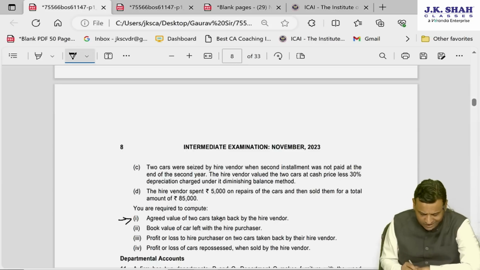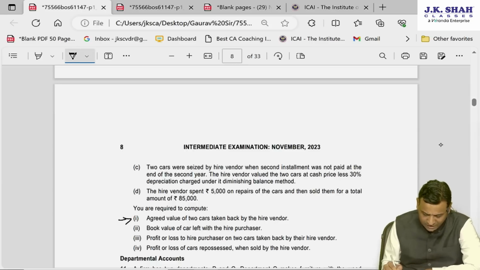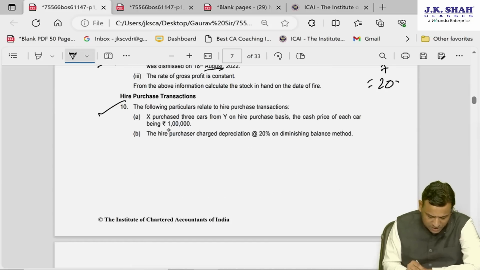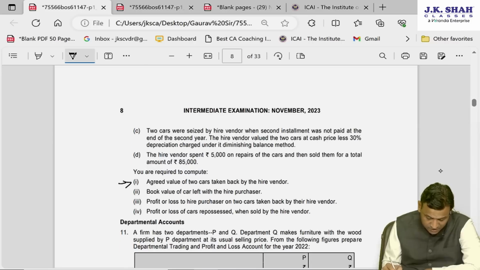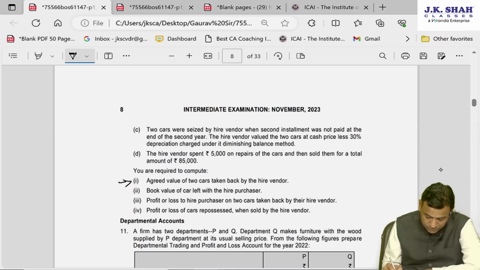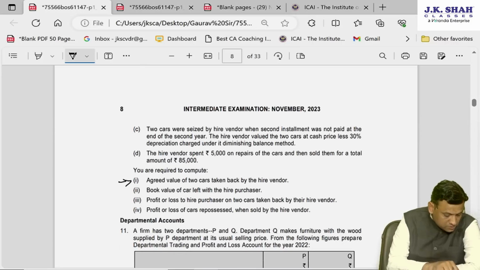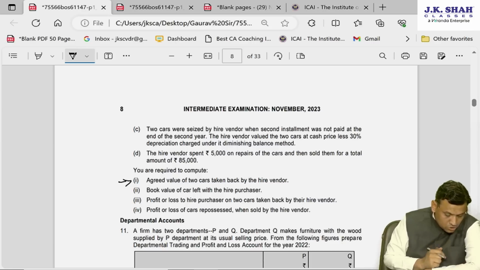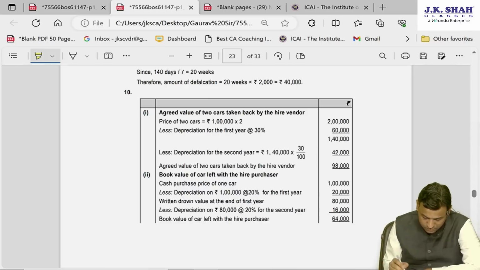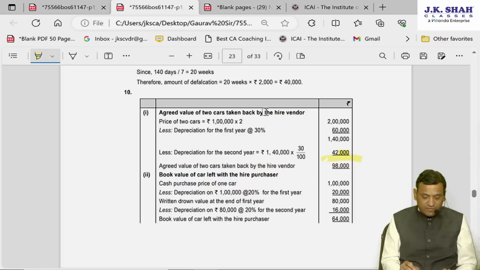Now friends, very simple. Agreed value of the 2 cars taken by the hire vendor. If you look properly, the cash price is how much? 1 lakh. So 1 lakh into 2 is 2 lakhs. On that you will be depreciating not 20% but 30%. So for 2 years, it comes to 98,000. Here it is. Okay, agreed value 1 lakh.